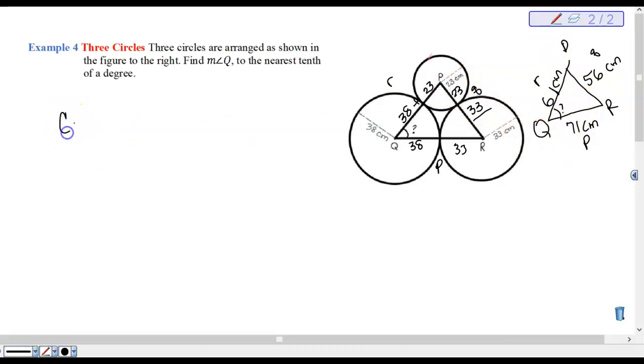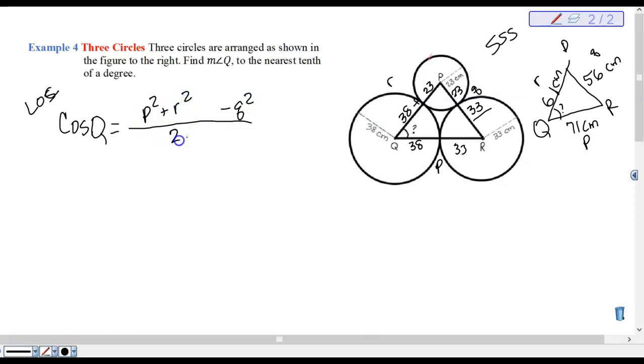So since we're looking for an angle, we're going to use the modified, we're not going to do angle A though. Let's try that again, the cosine of angle Q. We're going to use the modified law of cosines here because we have side, side, side. All right, so we want to subtract Q squared, which means we want to add P squared plus R squared, and then over 2 times P times R.